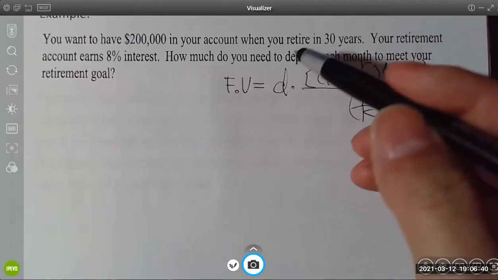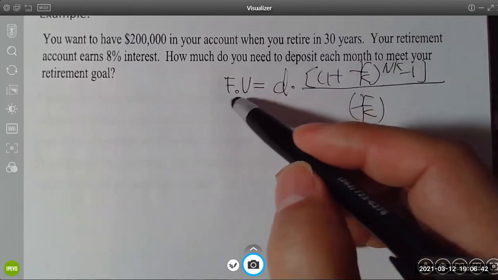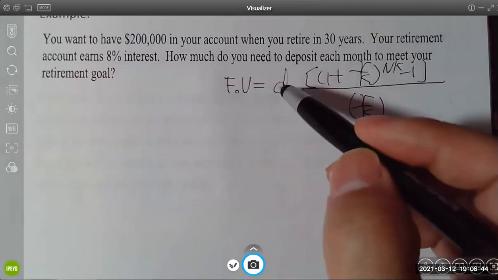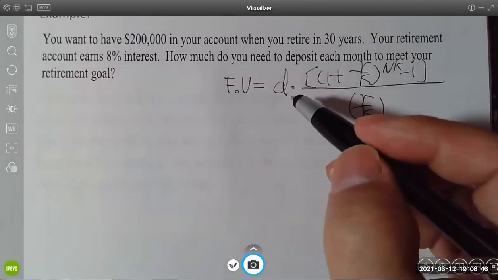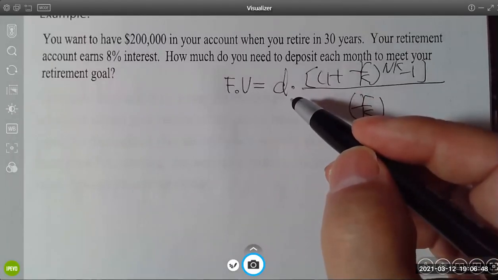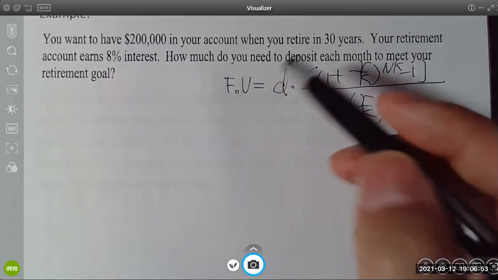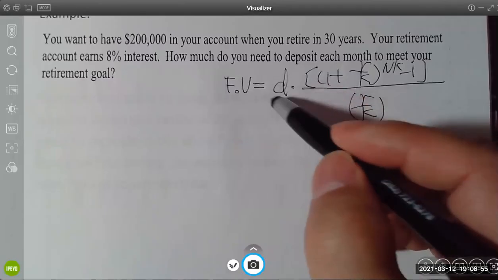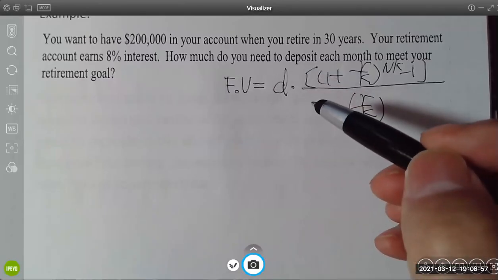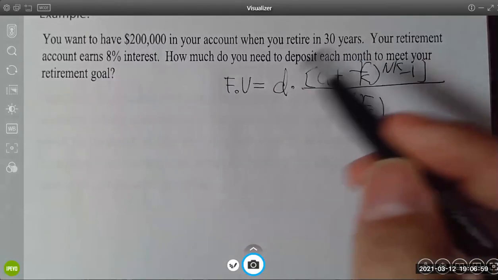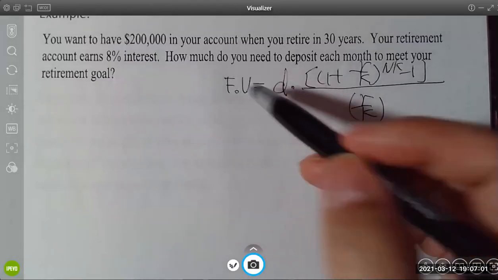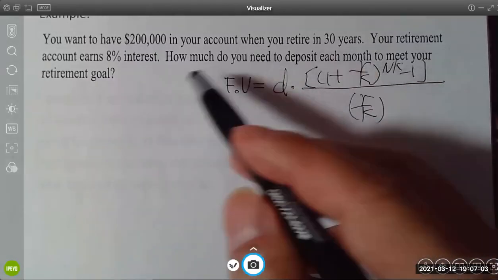So they can only ask 2 questions, either future value given deposit amount. That's what we've been doing from the beginning in this video. The other one is that they give you the future value and ask how much you have to deposit each period under these terms to reach your desired future amount. And this is the case.